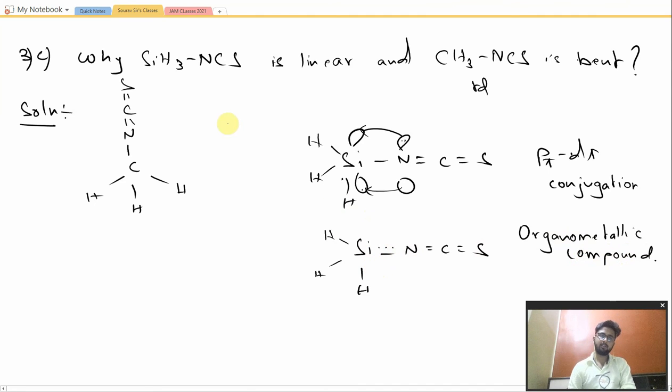This linearity is not expected in (CH3)3N, because no such conjugation takes place. All of the functional groups remain attached to the atom as they are. They may bend in accordance with the conditions they are in, but this species would not bend at all. The main reason is pπ-dπ conjugation. So this is the reason why (SiH3)3N is linear and (CH3)3N is bent.